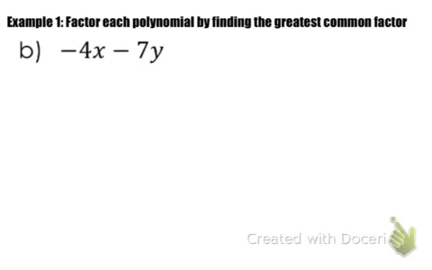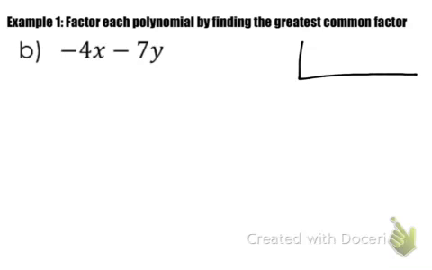Hey guys, in this video we're going to learn how to factor out a greatest common factor from an expression. And in this example we have a negative 4x minus 7y. So when you're looking for the greatest common factor in an expression, you're looking for the number or a product of numbers or variables that you can divide out each term by evenly.